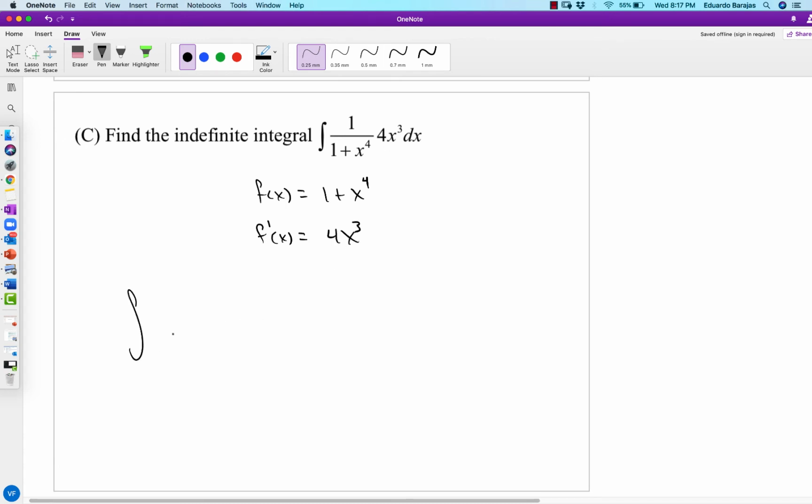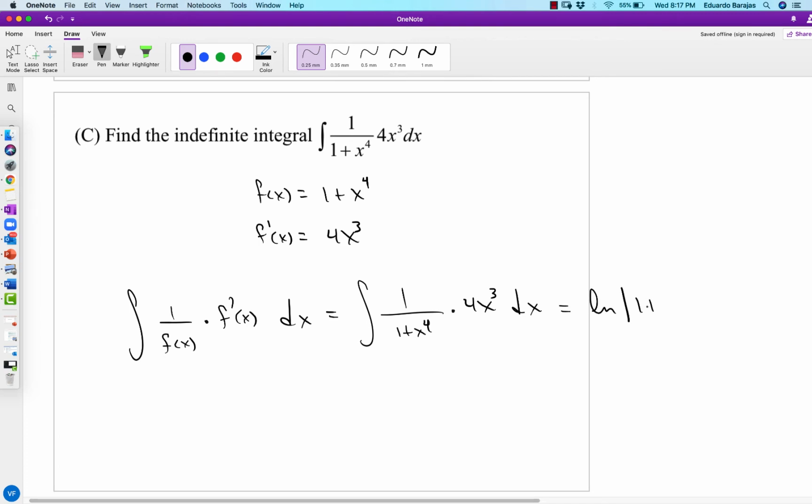So the integral in question is really 1 over f of x times f prime of x. That's the general form that we have, where f of x is equal to that. Right? This is the integral in question, 1 over (1 plus x to the fourth) times 4x to the third power dx. And so we see from our pattern that this is equal to ln of the absolute value of 1 plus x to the fourth power, plus some constant.